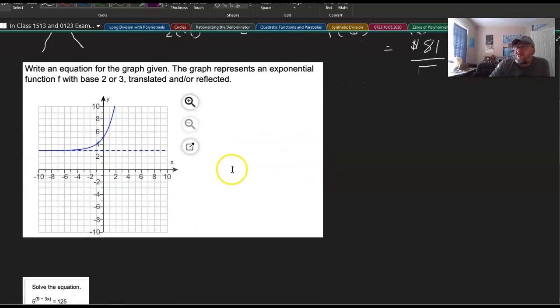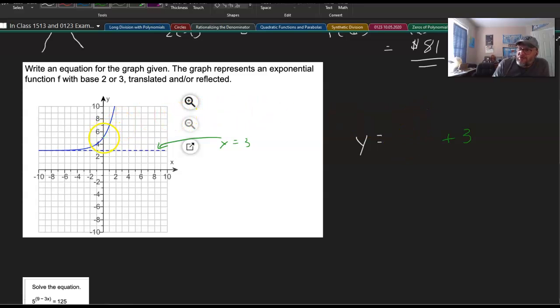All right, write the equation for the graph given. Okay, so this is an exponential, and we see that our asymptote right here is when the y value equals 3. So there's going to be a +3 out here. We need to figure out the base, and we need to figure out the exponent.